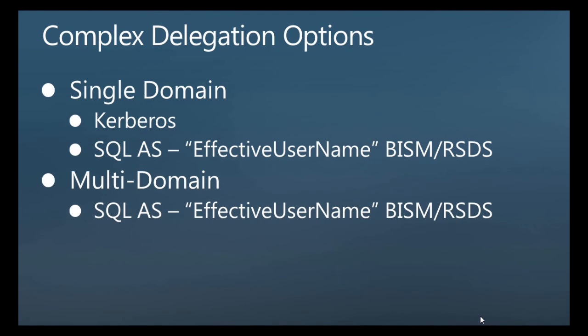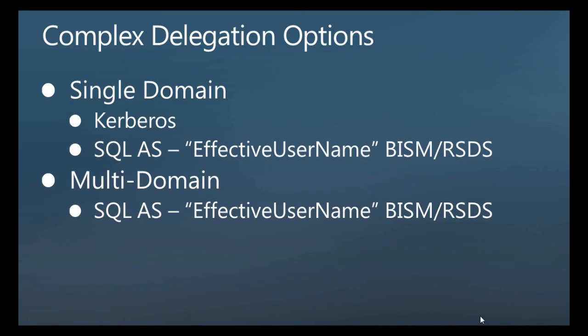So let's go over the options we have available to us in complex scenarios one more time. If we're in a single domain, Kerberos is one of the options we have available. We can use Kerberos along with the Claims to Windows Token Service and connect to our Analysis Services instances and our relational databases. Even in a single domain, we can also use the techniques we just looked at. So if we're connecting to Analysis Services, we can also use the effective username through a BISM or RSDS file.